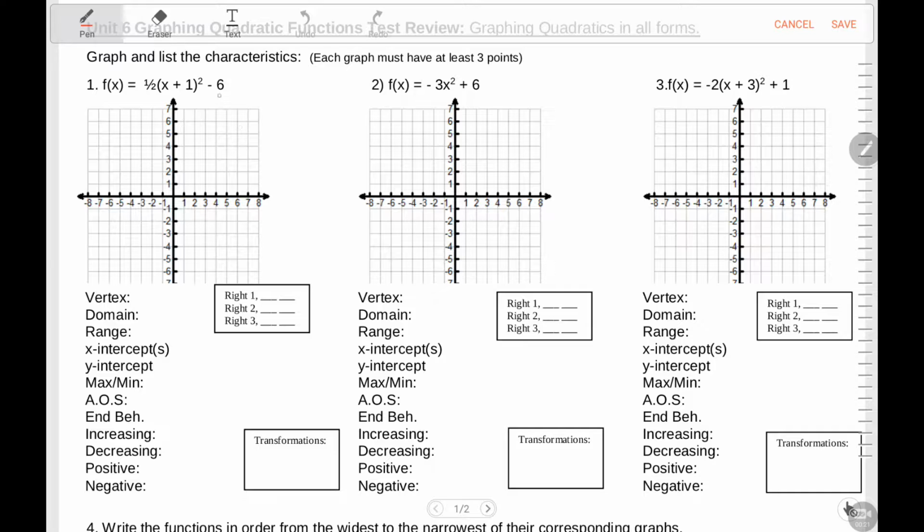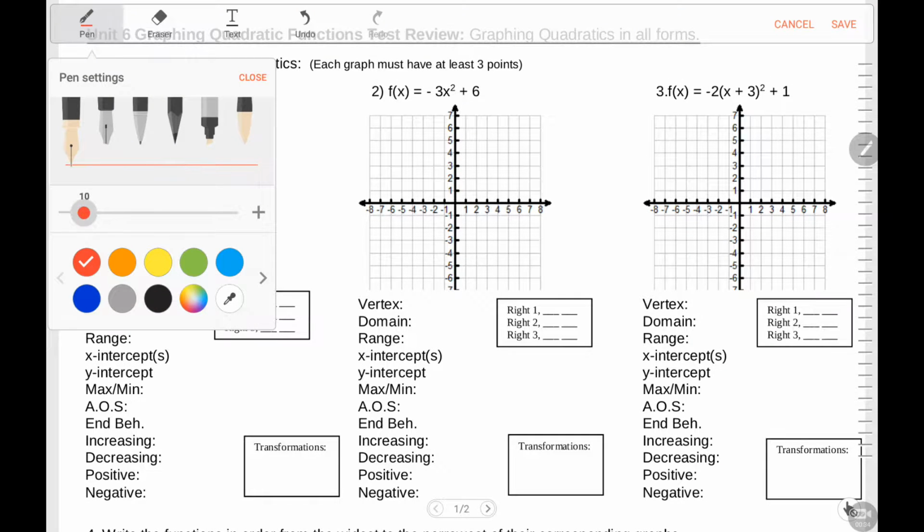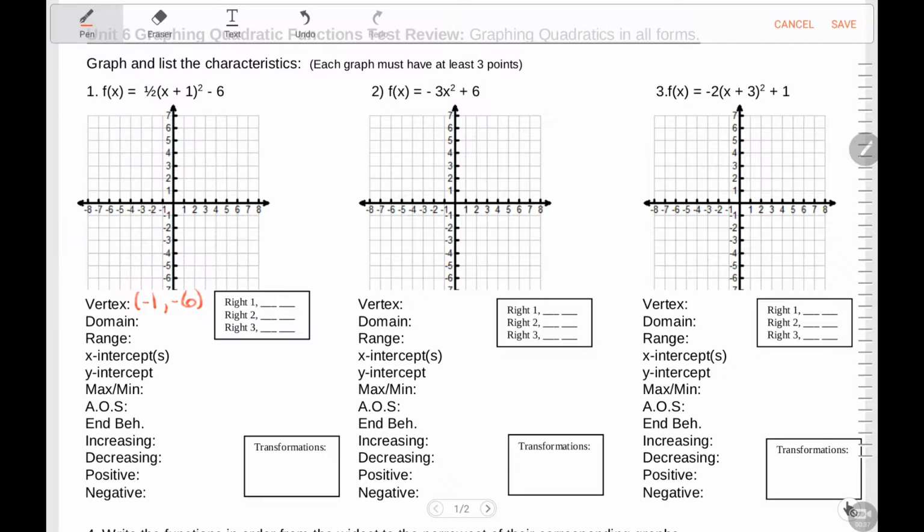Okay, so for instance, whenever we look at something like this, 1/2 (x plus 1) squared minus 6, our vertex is going to be minus 1, minus 6. Because it's always the opposite of h, k, so it's going to be the opposite of positive 1, which is negative 1, and negative 6. So negative 1, negative 6 down here. And then from there, our domain will be negative infinity to infinity, as always.